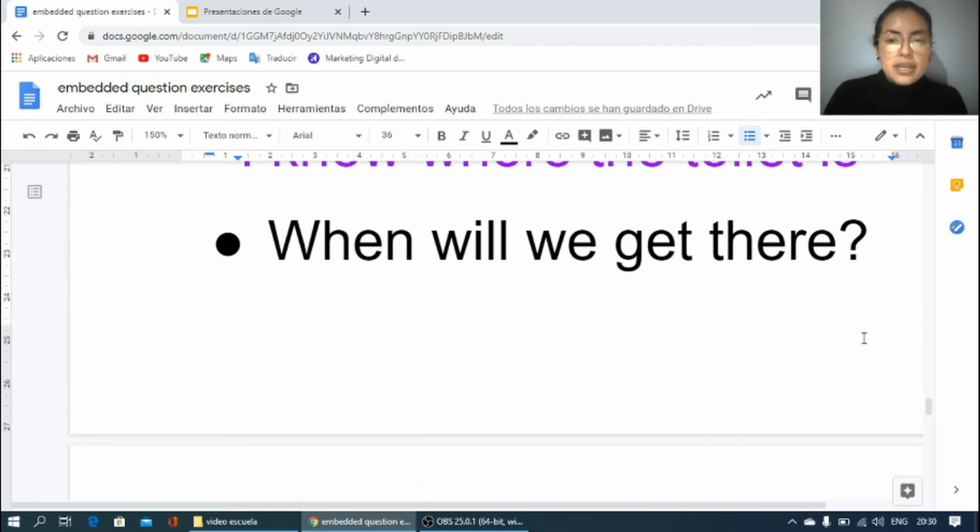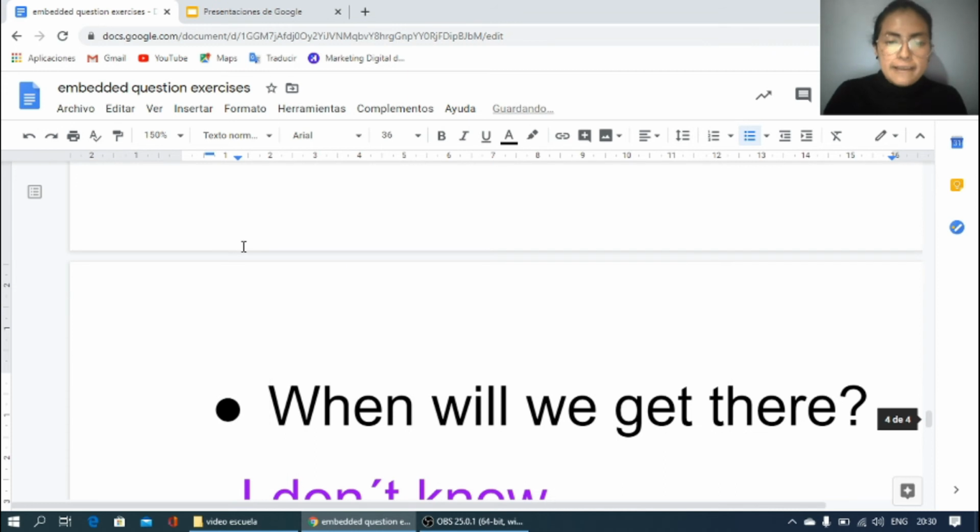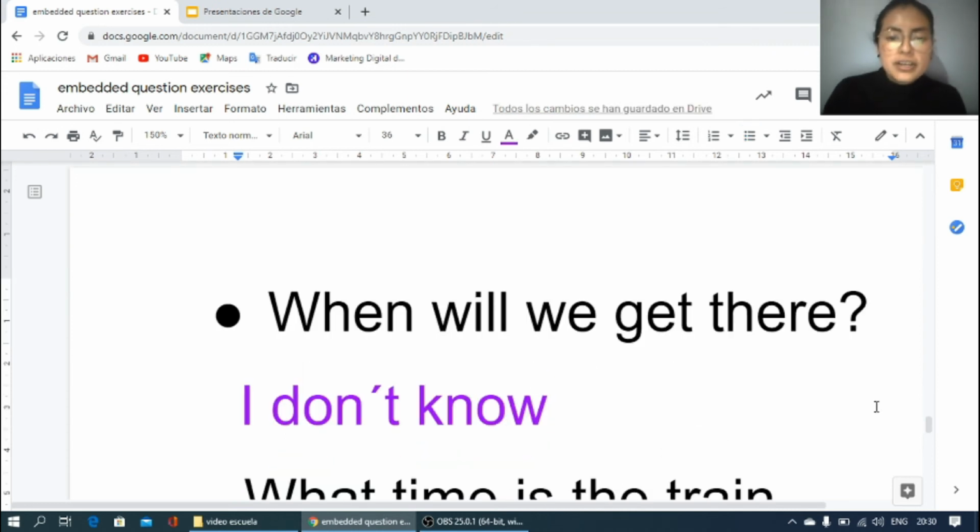Let's practice with number 2. When will we get there? Okay, this question is in future. Okay, because the question has will, and will is the auxiliary for the future. Okay, I change. "I don't know" is a negative introduction. Okay, don't. I don't know, and you have to write the same question, but like a sentence.